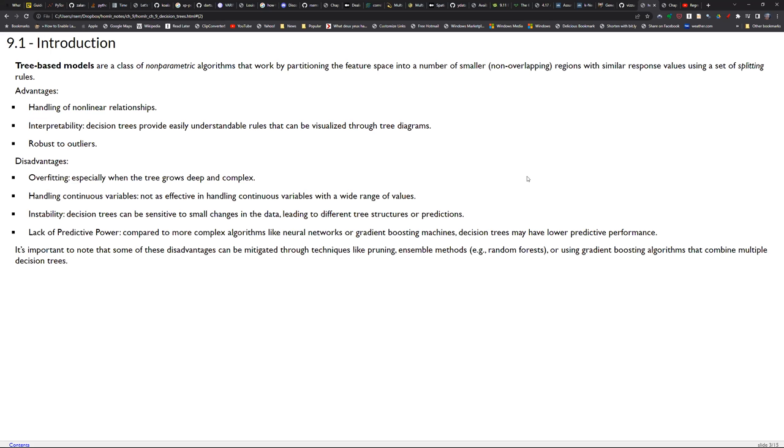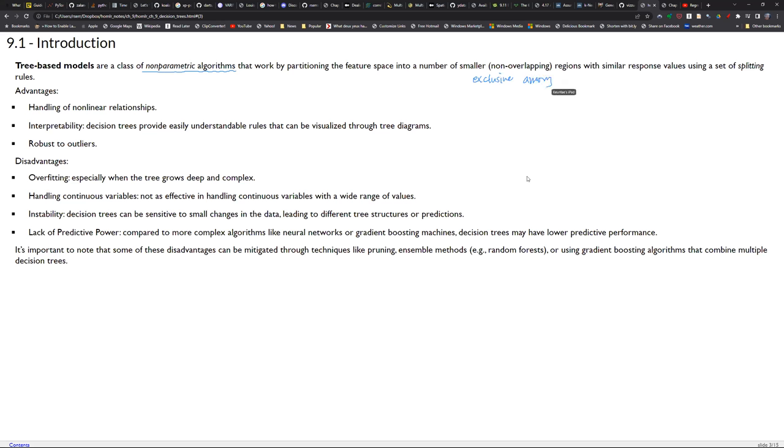Okay. So let's start. The decision tree is the simplest of the three base models, right? The tree-based model is a class of what is called non-parametric algorithms. In other words, it just uses the data. It doesn't use any parameter from the data to do the splittings. The decision tree works by partitioning the feature space into a number of smaller non-overlapping regions. In other words, it's going to be segmenting that feature space into regions that eventually are going to be our predictions, with similar response values, using a set of splitting rules, okay?